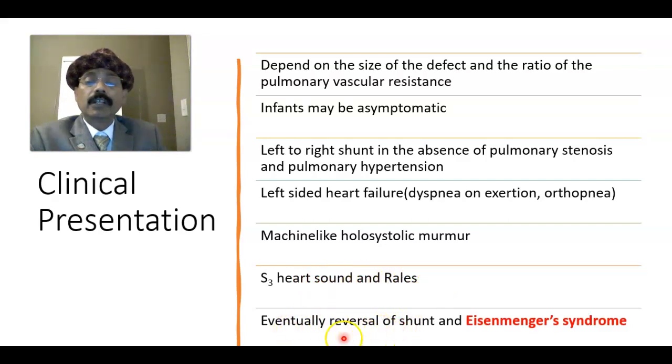Eventually, reversal of shunt and Eisenmenger syndrome develop. By this time there will be high pressure in the pulmonary circulation, and then there will be high pressure on the right side. Blood from the right side will go to the left side. That happens after many years of left to right shunt. Now there will be right to left shunt. That is the Eisenmenger syndrome.